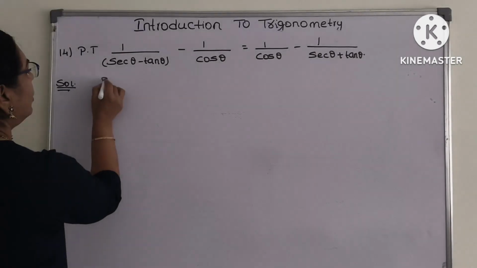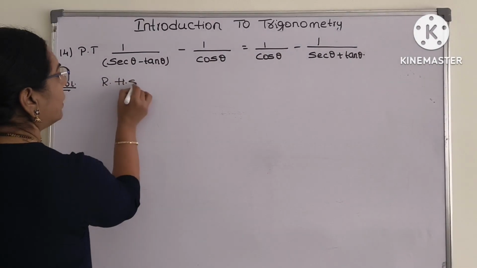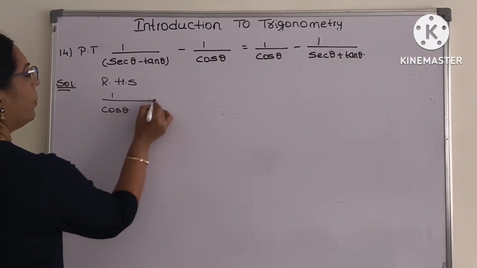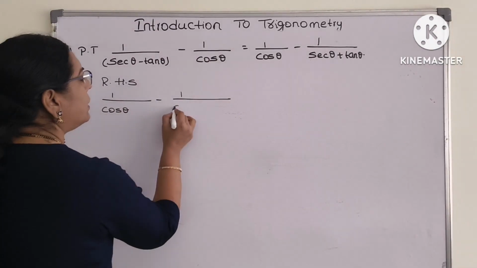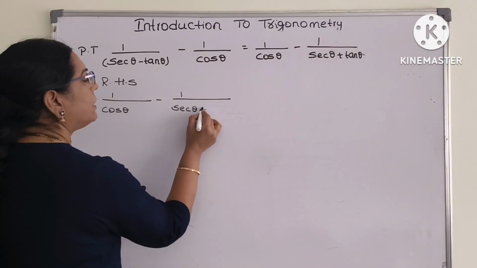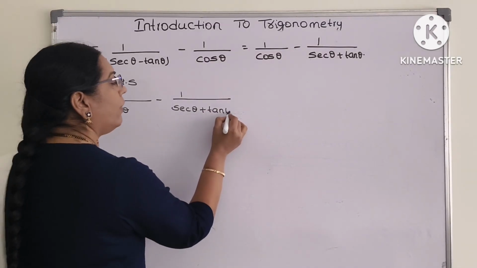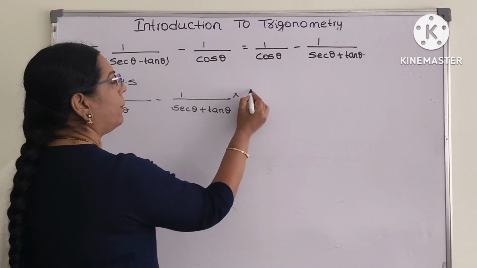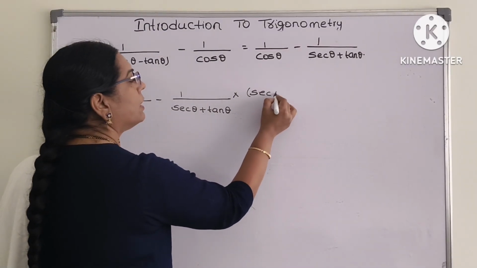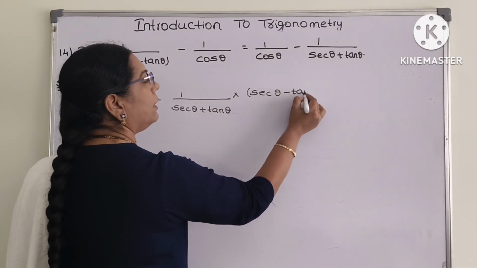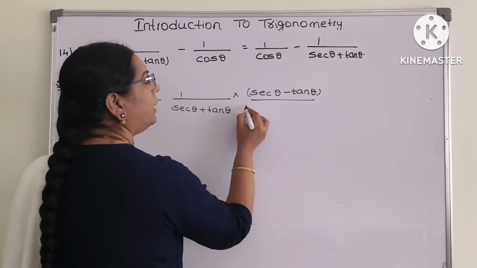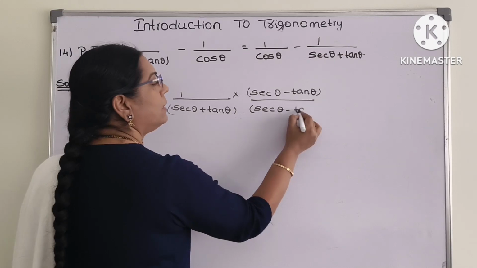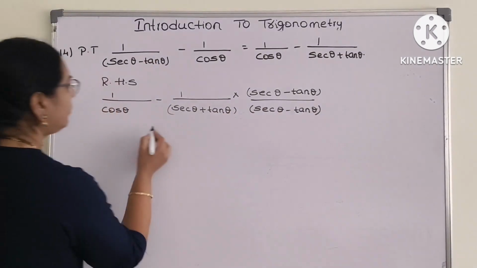Let me now simplify the RHS. The RHS is 1 by cos theta minus 1 by secant theta plus tan theta. And what will I do? I will repeat the same process. I will rationalize just this one part. So the rationalizing factor is secant theta minus tan theta. So multiply both numerator and denominator with the same term, secant theta minus tan theta.